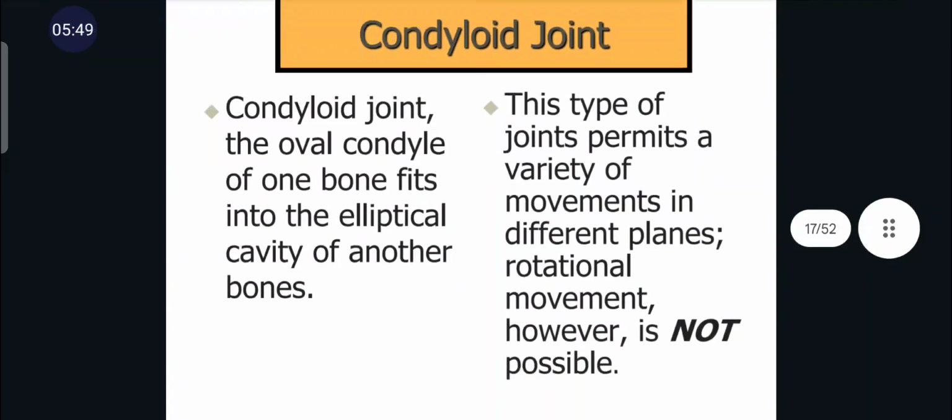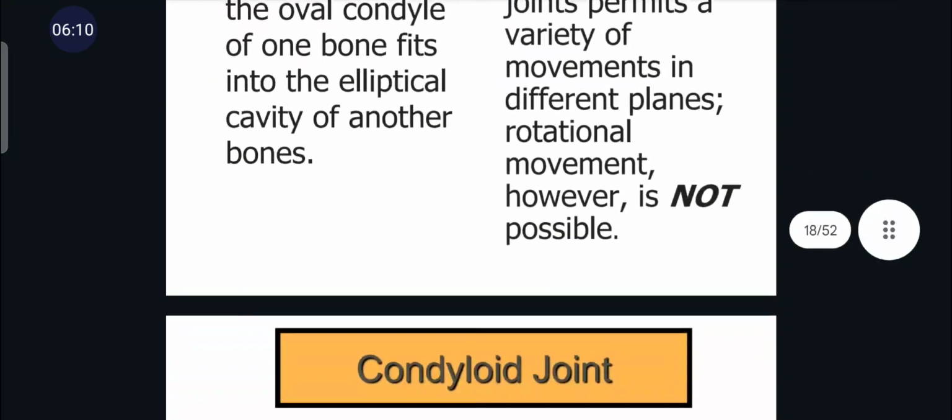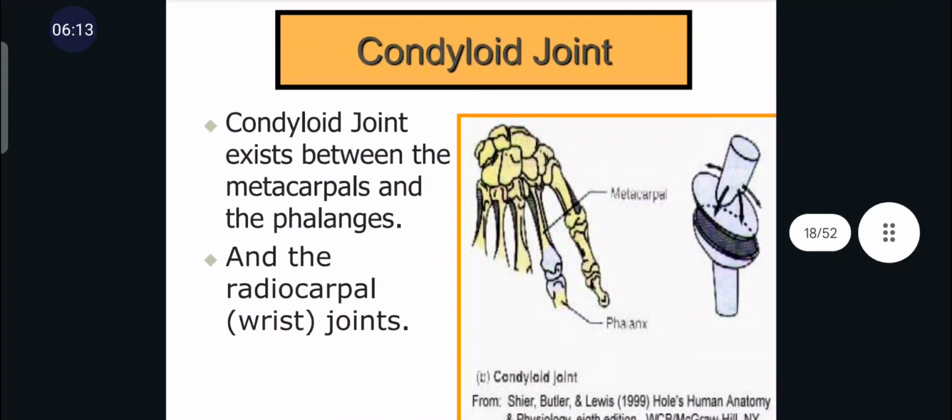Next is the condyloid joint. A condyloid joint is a joint in which the oval condyle of one bone fits into the elliptical cavity of the other bone. This type of joint permits a variety of movements in different planes, but rotational movement is not possible. Condyloid joints are found between the metacarpals and phalanges.